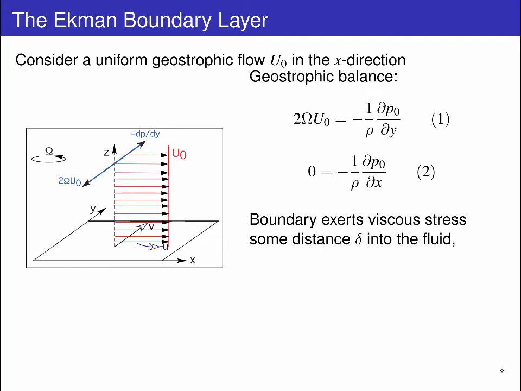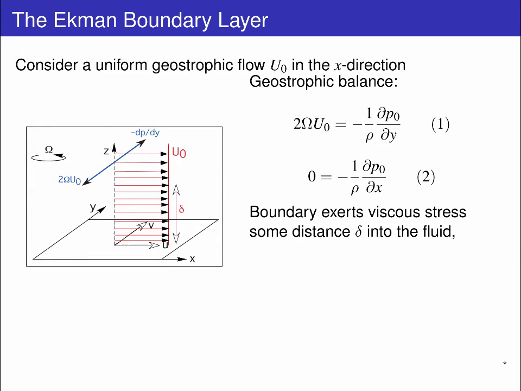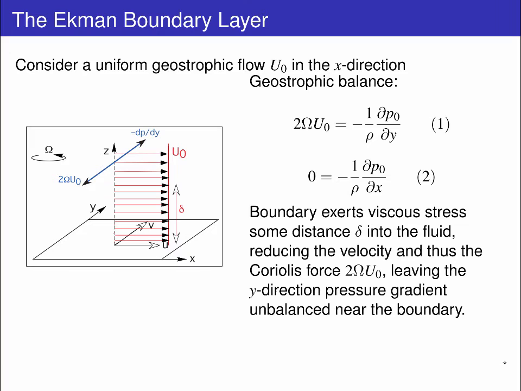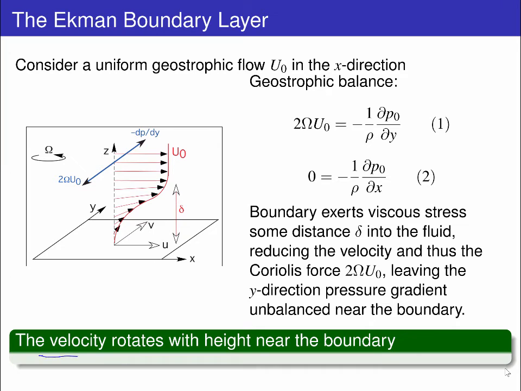Near to the boundary, viscous stresses penetrate some vertical distance delta into the fluid, reducing the velocity in this viscous boundary layer and thus reducing the Coriolis force here, rendering this force unable to balance the across flow pressure gradient, initiating a flow in the y direction. That is, near to the boundary, the flow begins to rotate with height.